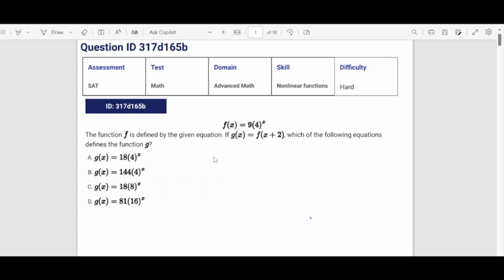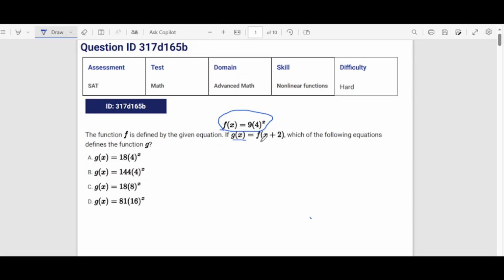In this video, I'm going to be solving 5 SAT hard difficulty math questions. So let's get started. The function f is defined by the given equation. This is the given equation. f of x equals 9 into 4 power x. If g of x equals f of x plus 2, which of the following equations define the function g?